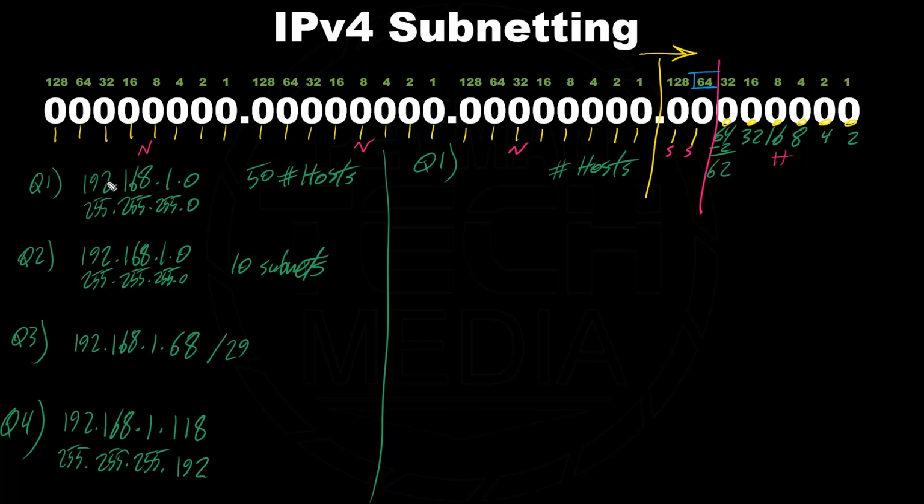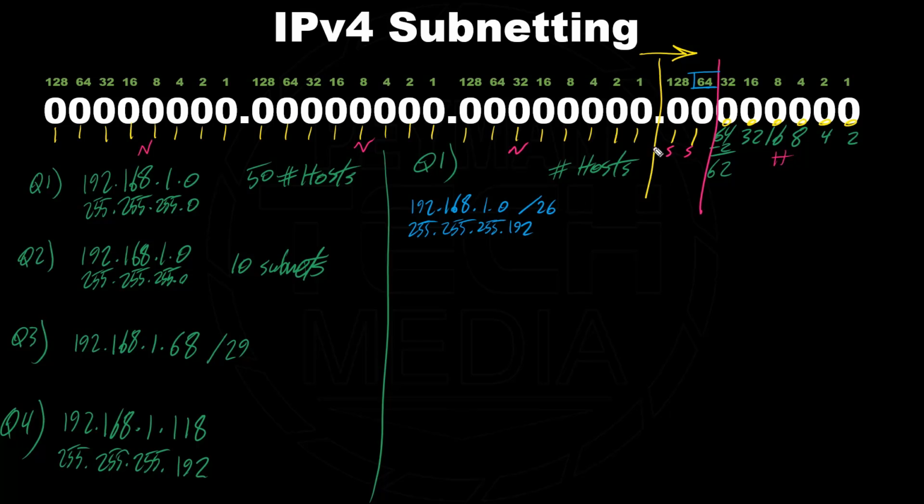The network address they gave us is 192.168.1.0. What is our new subnet mask? We borrowed 2 bits here, right? So it's 255.255.255 on the first three octets. On the last octet, 2 bits we borrowed, so 128 plus 64 is 192. So the subnet mask is 255.255.255.192. That's our new subnet mask. And the slash notation is /26.